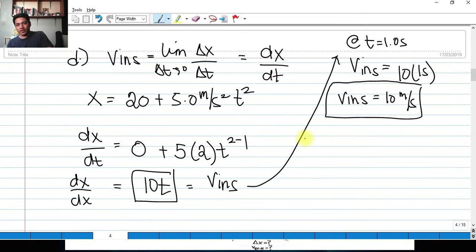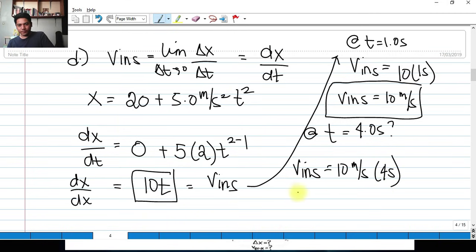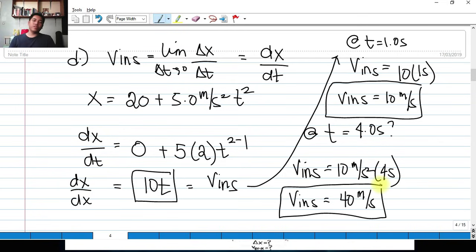Can you get the instantaneous velocity of the cheetah at time equals 4 seconds? V ins is simply 10 meters per second squared times the time, 4 seconds. V ins is equal to 40 meters per second. Okay? We have used the definition of dx over dt to get the expression of the instantaneous velocity.